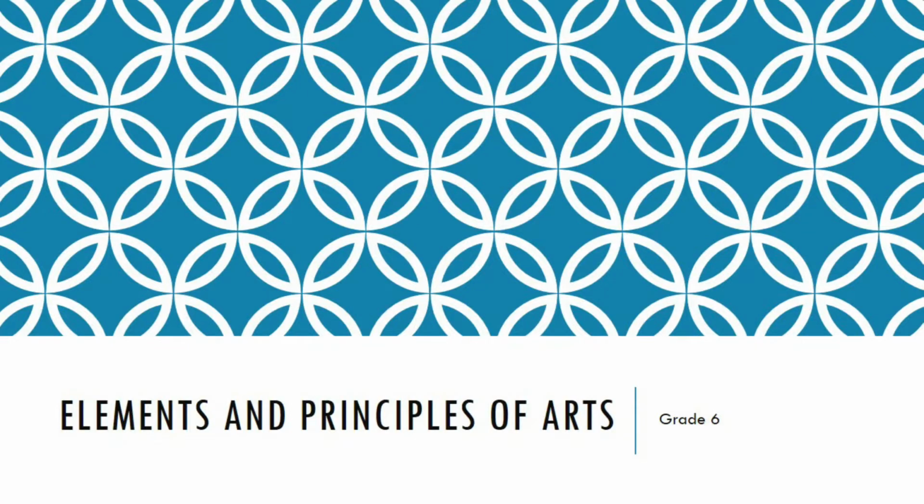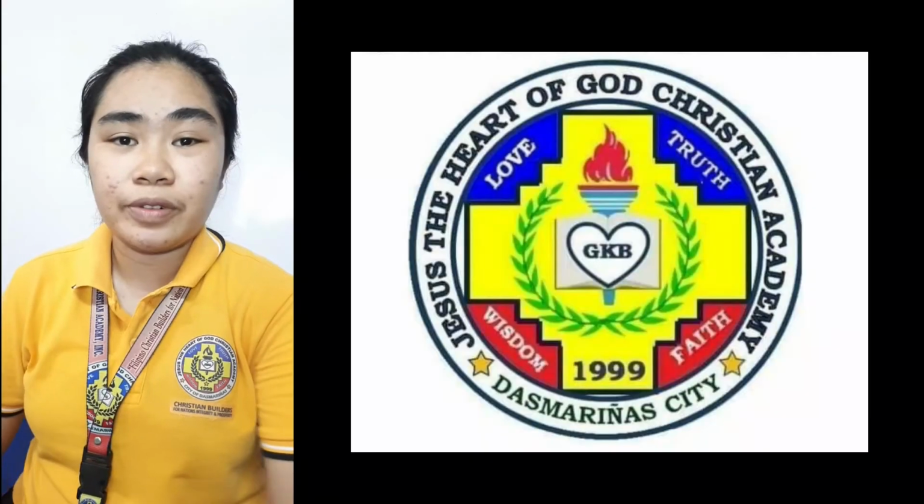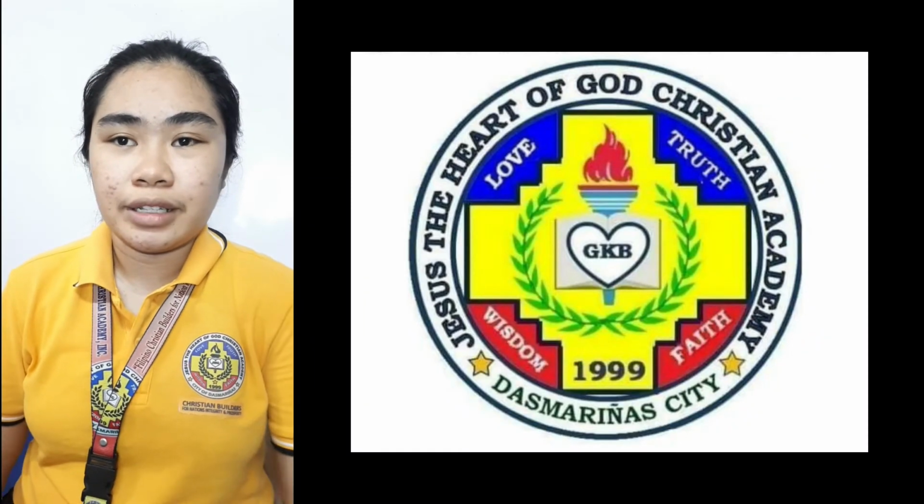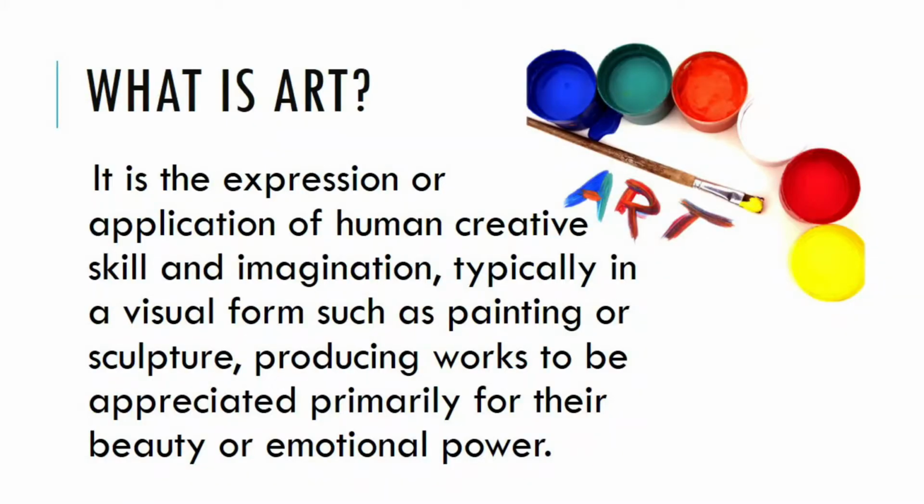Our topic for today is all about elements and principles of arts. But first, what is art? Here's the definition of art. It is the expression or application of human creative skill and imagination, typically in a visual form such as painting or sculpture, producing works to be appreciated primarily for their beauty or emotional power.